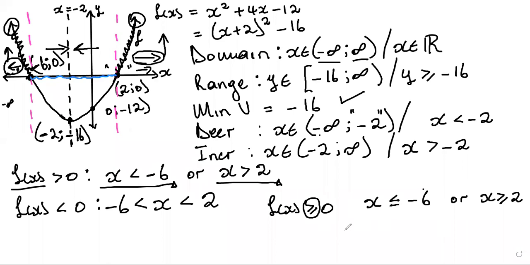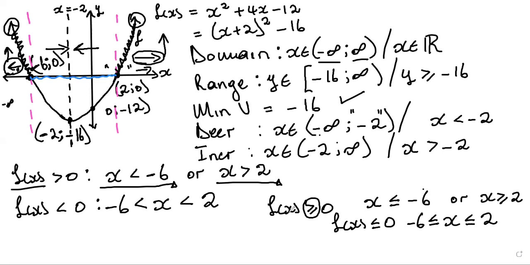But if, for instance, they said, what are the values of x for which the function will be less or equal to 0? Then you'll tell them that it's where x is less or equal to 2, but greater or equal to -6. So yes, this is just how you can say whether you include it or you don't include it. It depends on what the question is asking from you.